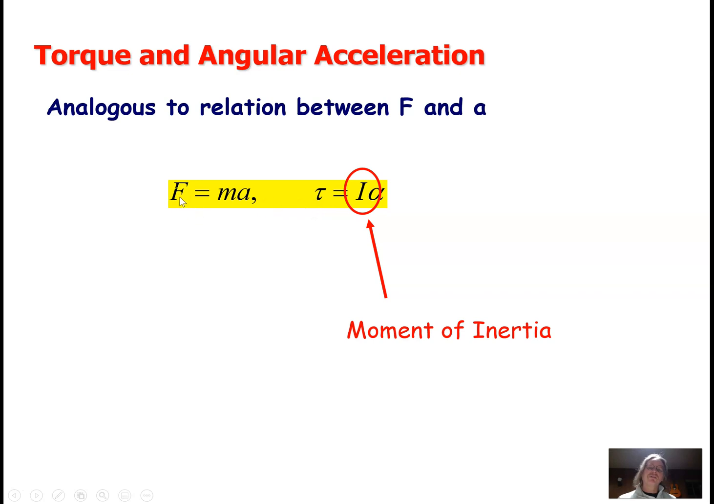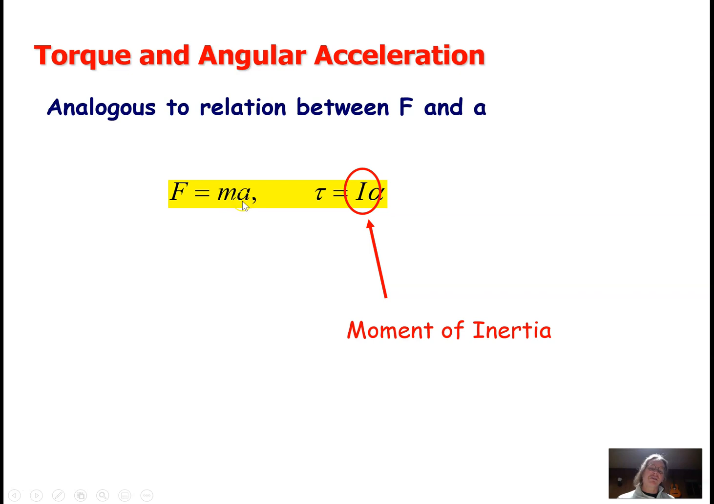So force is what causes an acceleration if it's an unbalanced force. Well, what causes an angular acceleration is an unbalanced torque. So if you have balanced torques, there's no angular acceleration. That's like if you're just balancing things. Same thing here. If you don't have an unbalanced force, there's no acceleration.